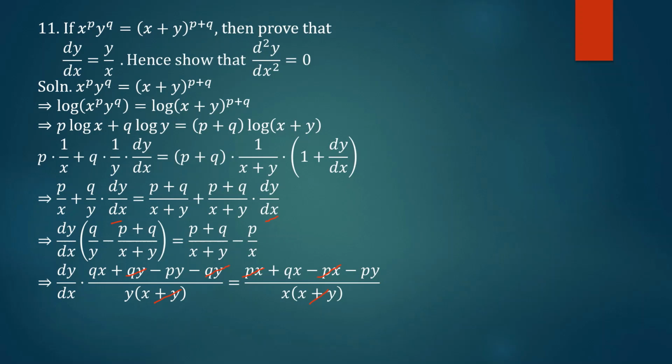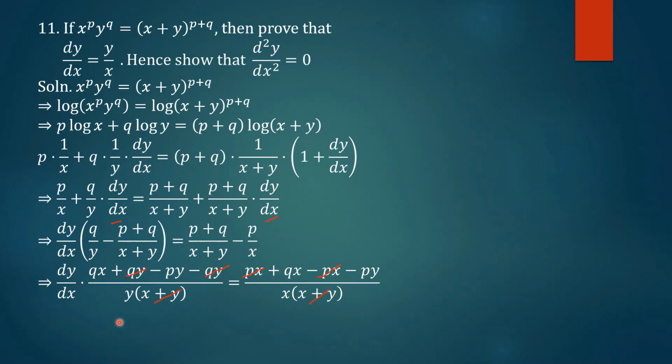Now you notice the numerator of the left hand side, qx minus py, is it not? And the numerator of the right hand side is also qx minus py. Therefore those two terms will also get cancelled. So actually your term is dy/dx into 1 by y is equal to 1 by x.